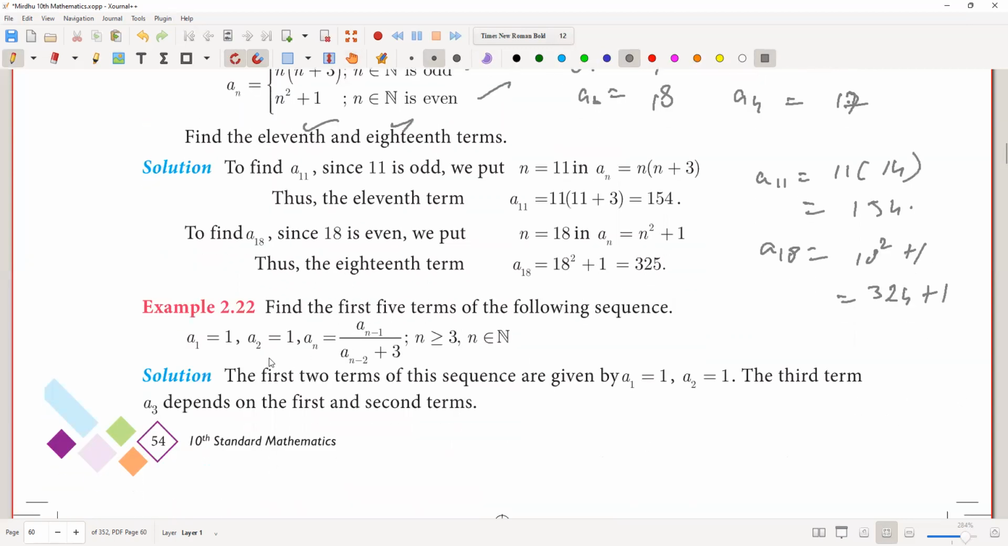Find the first 5 terms. They are given A1 and A2. From A3 we have to find. A3 is A2 divided by A1 plus 3. Since already they are given 2 terms, A2 is 1, A1 is also 1, plus 3. So 1 by 4.